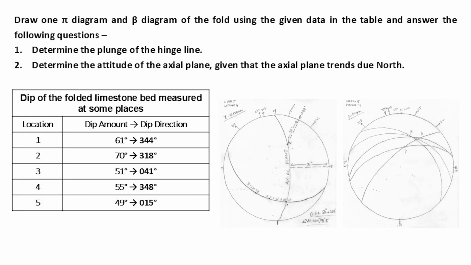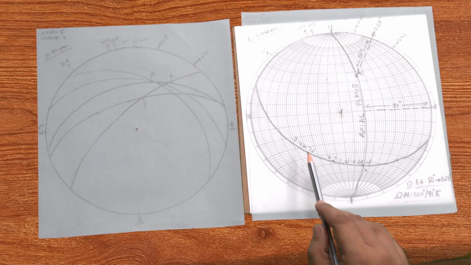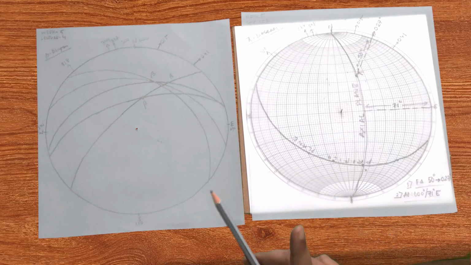Likewise, if you cannot ascertain the fold axis, you would not be able to also find out the profile plane, and there is again no question of finding out the axial plane. But in this pi diagram, you have been able to first plot the poles, and we have seen that all the poles, like in a cylindrical fold, will lie on the profile plane. This statement is also very important, that for a cylindrical fold, your poles will lie on a single great circle that will represent the profile plane.